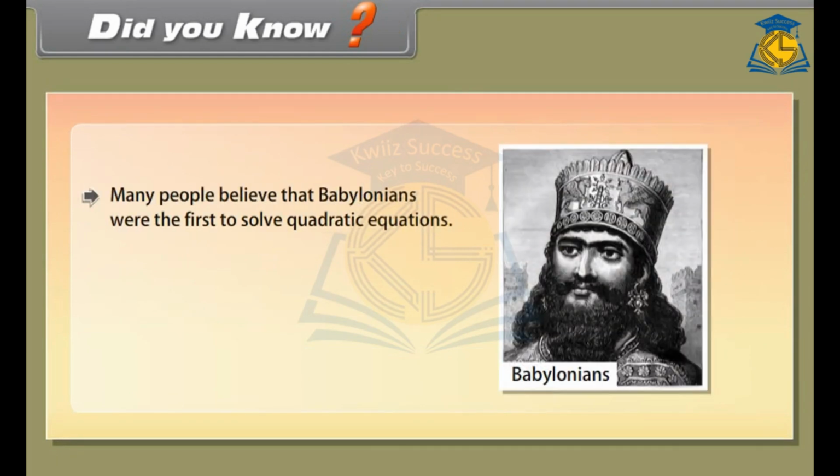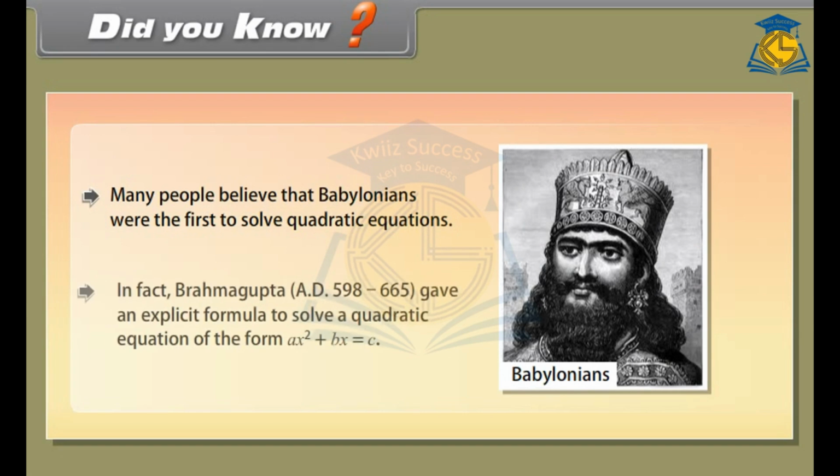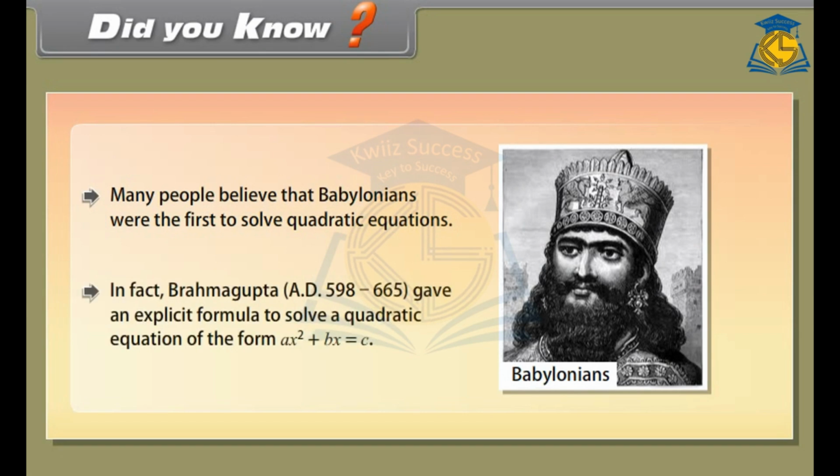Did you know? Many people believe that Babylonians were the first to solve quadratic equations. In fact, Brahmagupta, AD 598 to 665, gave an explicit formula to solve a quadratic equation of the form ax square plus bx is equal to c.